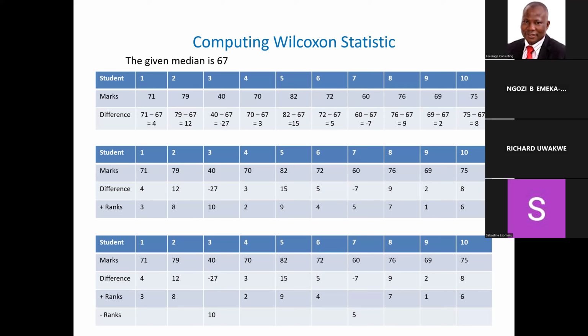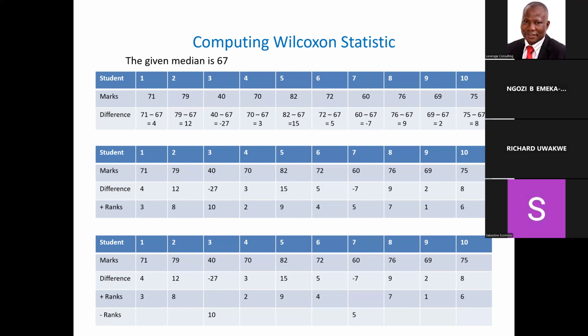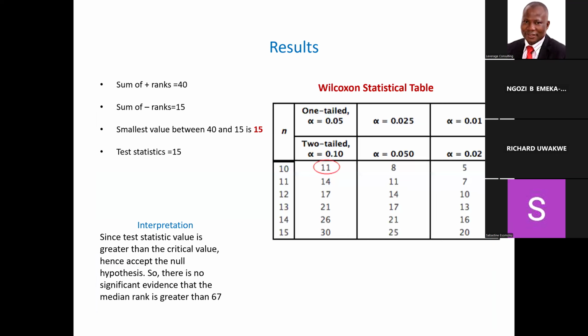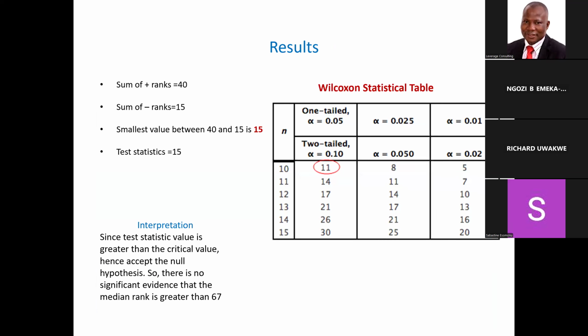The others, the majority, are positive. Look at their ranks; it's just for you to add them. When you add them together, the negative ranks sum to 15 and the positive ranks sum to 40. The smallest value between the two, 40 or 15, is 15. That is the test statistic. Can you see? That is the test statistic.